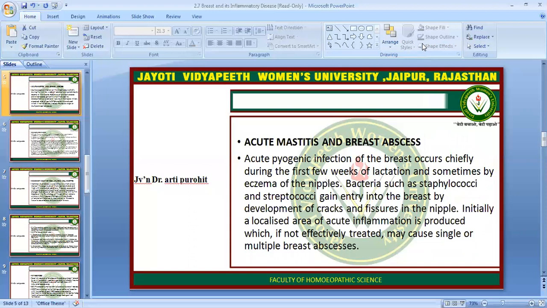Acute pyogenic infection of the breast occurs chiefly during the first few weeks of lactation and sometimes by eczema of nipples. Bacteria such as the Staphylococci and Streptococci gain entry into the breast by development of cracks and fissures in the nipple. Initially, a localized area of acute inflammation is produced, which, if not effectively treated, may cause single or multiple breast abscess.